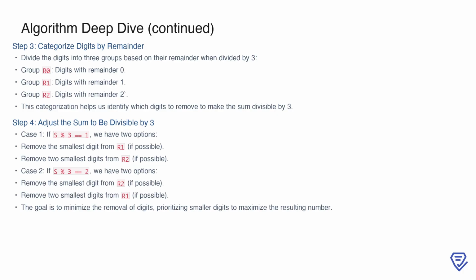If the sum, S, leaves a remainder of 1 when divided by 3, we have 2 options: either remove the smallest digit from Group R1, or remove 2 of the smallest digits from Group R2. Similarly, if S leaves a remainder of 2, we can either remove the smallest digit from Group R2, or 2 of the smallest digits from Group R1. The goal in both cases is to minimize the removal of digits, prioritizing smaller digits so that the remaining set can form the largest possible number.